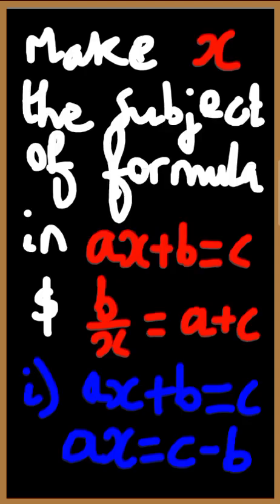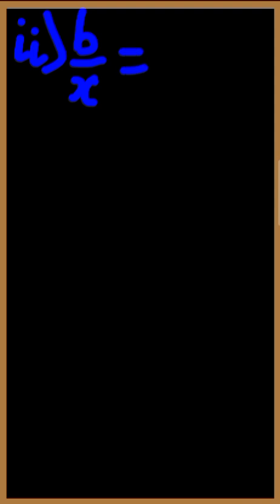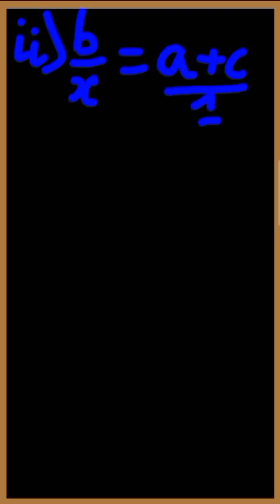We have b on x is equal to a plus c. We have to make x the subject of formula. Here, we have b on x is equal to a plus c. First step, we are going to perform cross multiplication. At the right hand side, a plus c can be expressed as a plus c divided by 1. It remains a plus c.